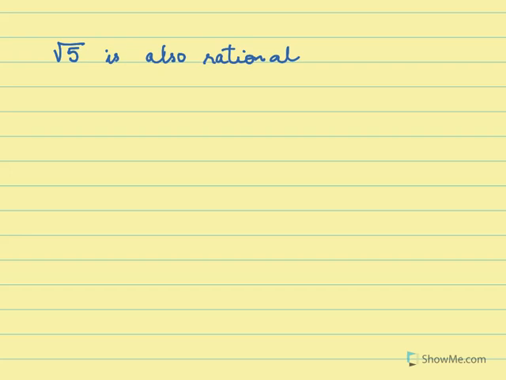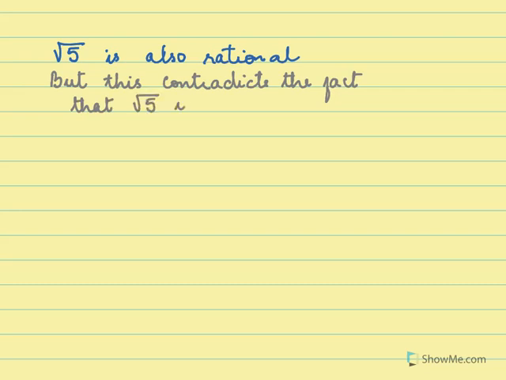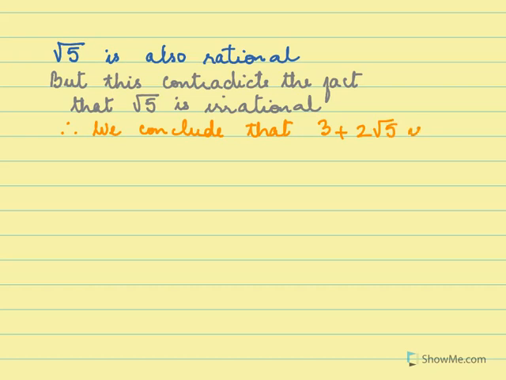Under root 5 is not rational. Under root 5 is irrational. But this contradicts the fact that under root 5 is irrational. Hence we conclude that 3 plus 2 root 5 is irrational.